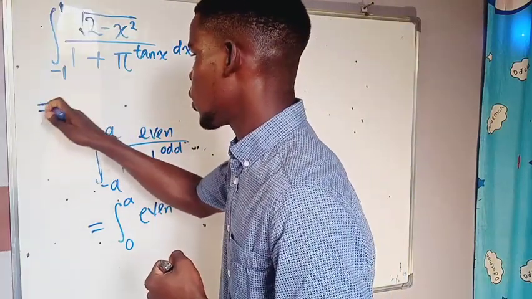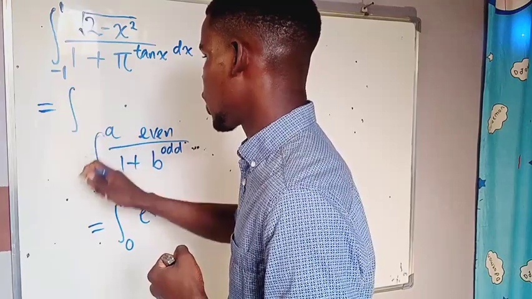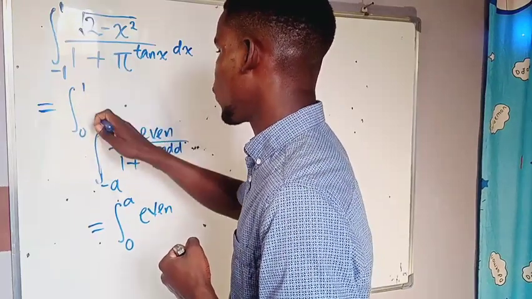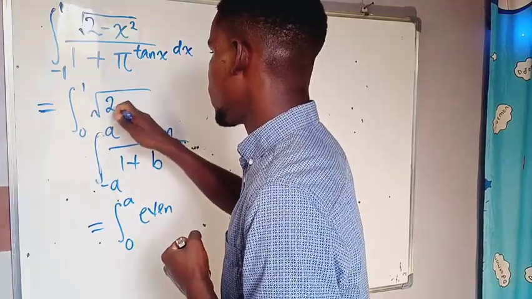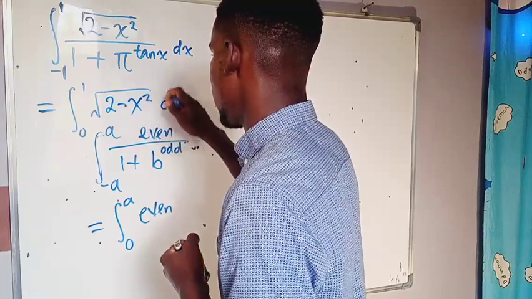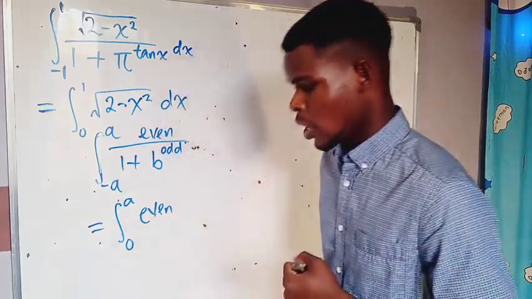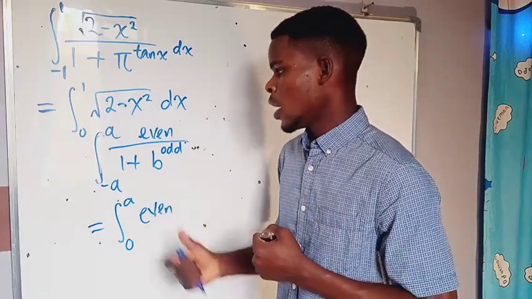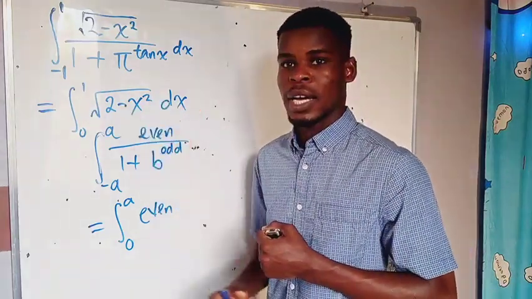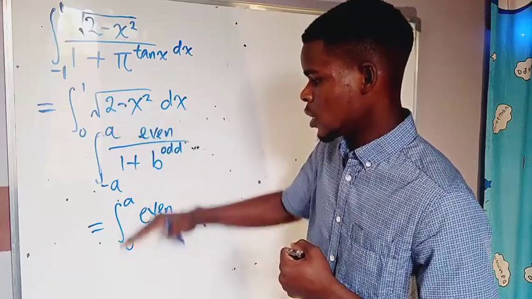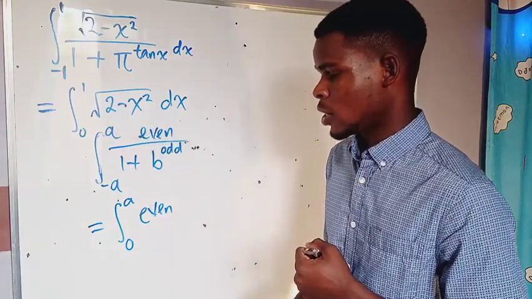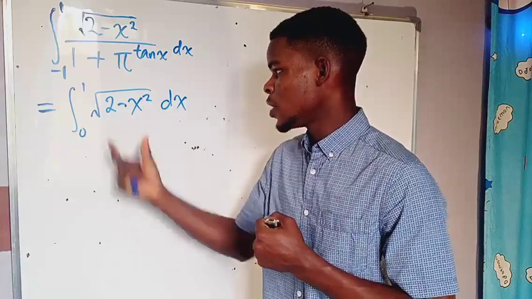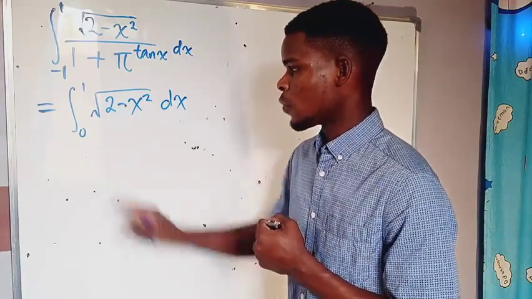Using this property, this is going to be the integral from 0 to 1 of just the even function, which is the numerator in this case, the square root of 2 minus x squared dx. Anyway, you can check this property out in our last video, learn it, and then come back and we continue. But for now, let me clean this part down and let's continue solving this. So we have this integral of the square root of 2 minus x squared from 0 to 1.